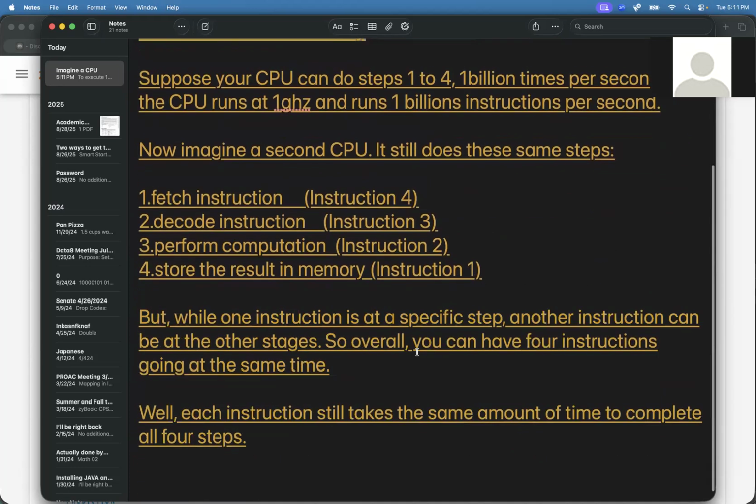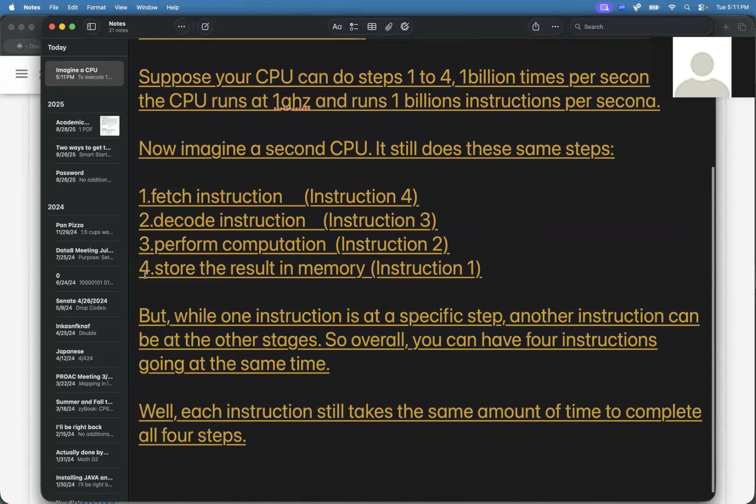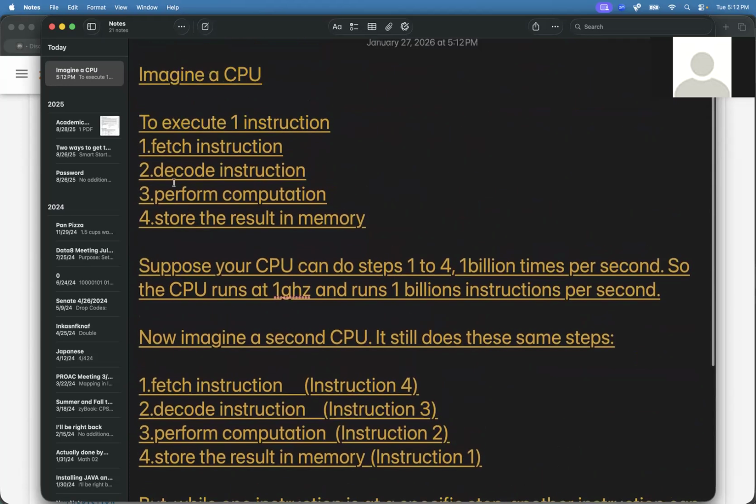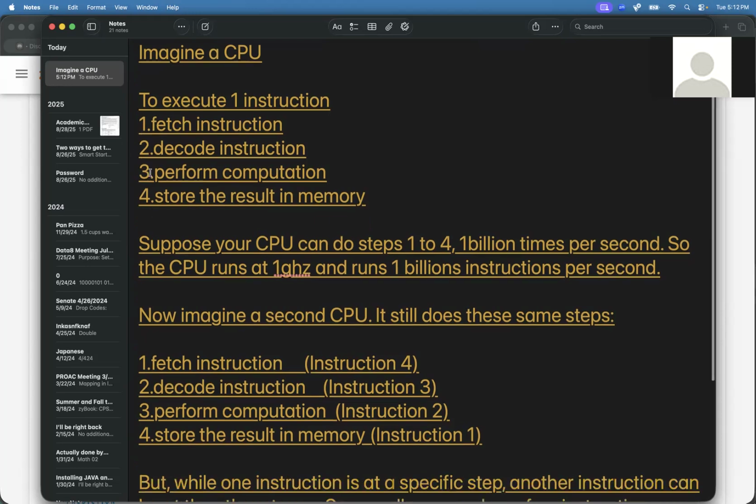Now, when you're doing this, each instruction still has to go through all 4 steps. So each instruction still takes the same amount of time to complete all 4 steps. The big difference is, we have to wait for all 4 steps up here to go through to have one instruction finished. And then you have to wait for all 4 steps to happen, and then all 4 steps to happen, and all 4 steps to happen. So it takes 4 steps. So you get one instruction finished every 4 steps here.